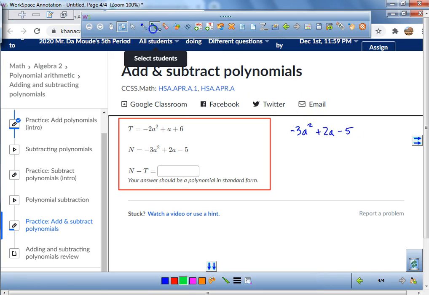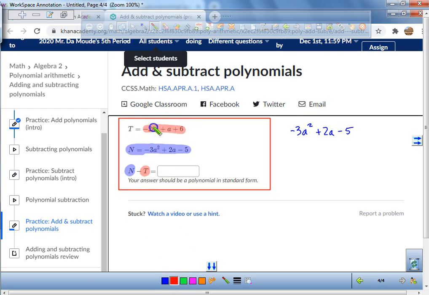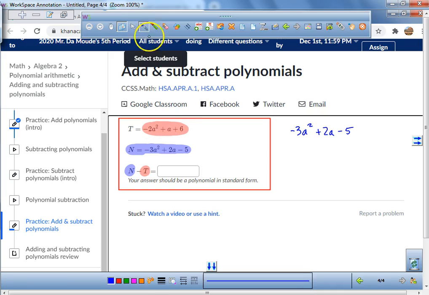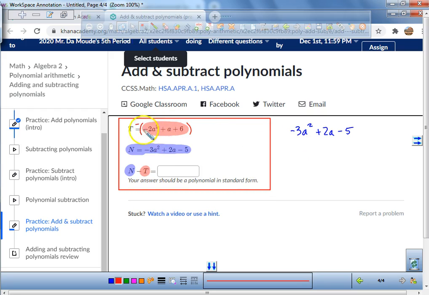Now, if you're not sure what I'm doing, I'm going to highlight n in blue, okay? Because it says we have to take n and we got to take away t, which is this guy. Now, I'm going to show you guys a little shortcut, all right? Hopefully, you will understand this shortcut. So instead of doing this, instead of putting a parentheses around it and putting a negative and distributing, I'm just going to make everything the opposite. So right now, what's the opposite of a negative 2a squared? Boom, positive 2a squared.